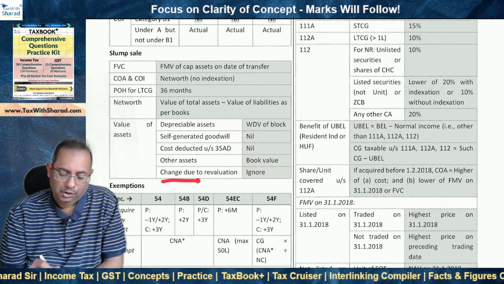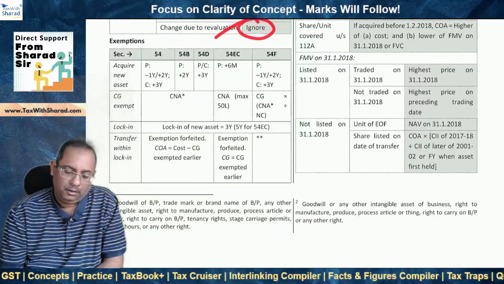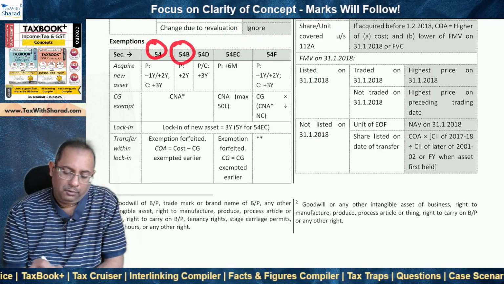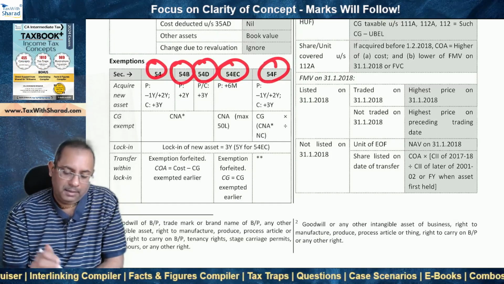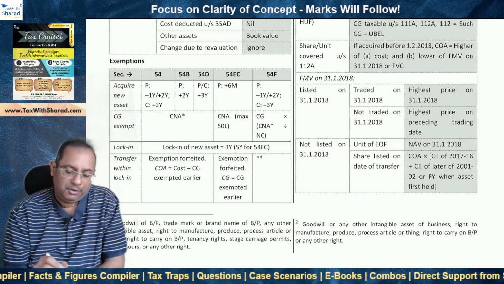If there is any change which has occurred due to revaluation in the value, then that is to be ignored. Now let's look at exemptions. Section 54, 54B, 54D, 54EC and 54F. A quick comparison. What is the time limit to acquire the new asset for claiming exemption?